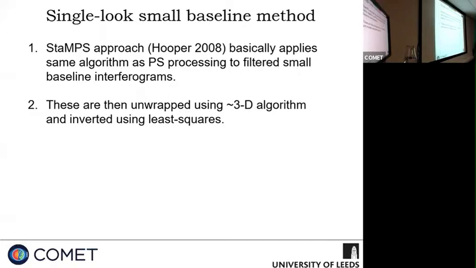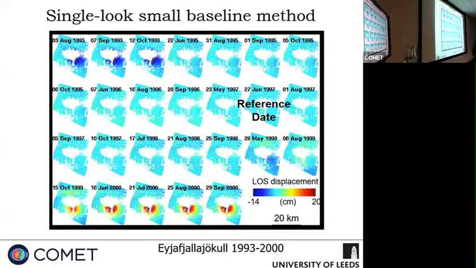And then you need to invert your small baseline time series into a commutative time series. And then when you do that, it looks something like this. So again, this is AF related. This is about 15 years earlier though, ERS data between 93 and 2000. And you can see some inflation period here in 93 and another inflation period in 99.